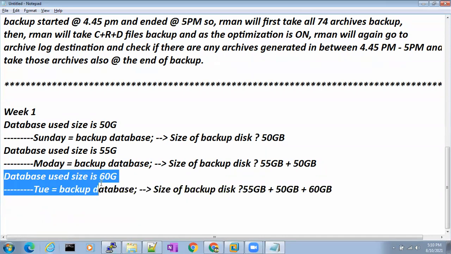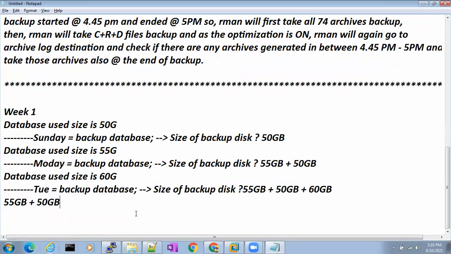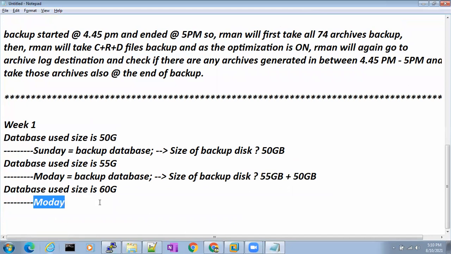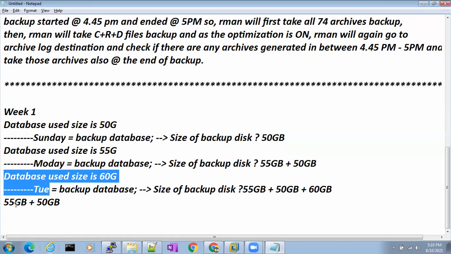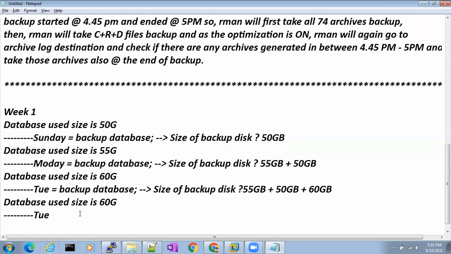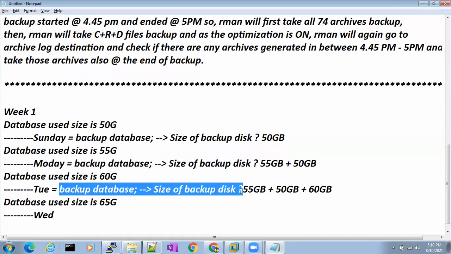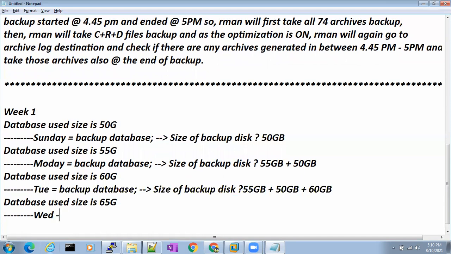Every day the database size is growing 5 GB. Okay. Now it is 65 GB, for example, and this is on a Wednesday. I'm giving the same command, backup database. What will be the size of the backup disk now?